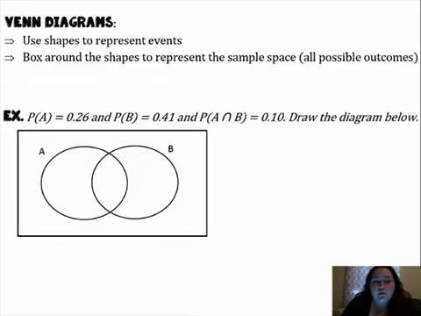All right, so Venn diagrams. Use the shapes to represent events, and the box around the shapes to represent the sample space, all possible outcomes. So we have 2 circles, A and B. The probability of A is 0.26. The probability of B is 0.41. And the probability of A and B, where they intersect, is 0.10. Draw the Venn diagram. I know where they intersect, it's 0.10. And that circle for A has to be 0.26 altogether, but 0.10 is already used, so that leaves me with 0.16. For B, the whole circle has to be 0.41, and 0.10 is already used, so that leaves me with 0.31. If I add 0.16, 0.10, 0.31 and subtract from one whole, I'm left with 0.43 that's not in A or B, so it goes outside of the circles.